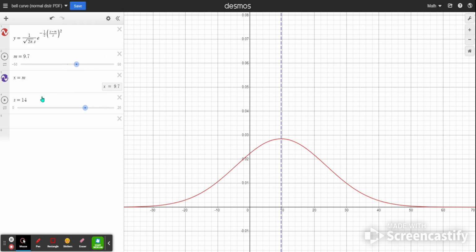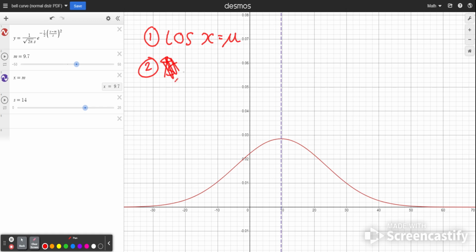The second key idea is, okay, let me just write that down. Disappeared already. Line of symmetry, x equals to mu. Second key idea is that as you increase, sorry, don't use s, use the standard notation sigma, you will increase the spread of the data.